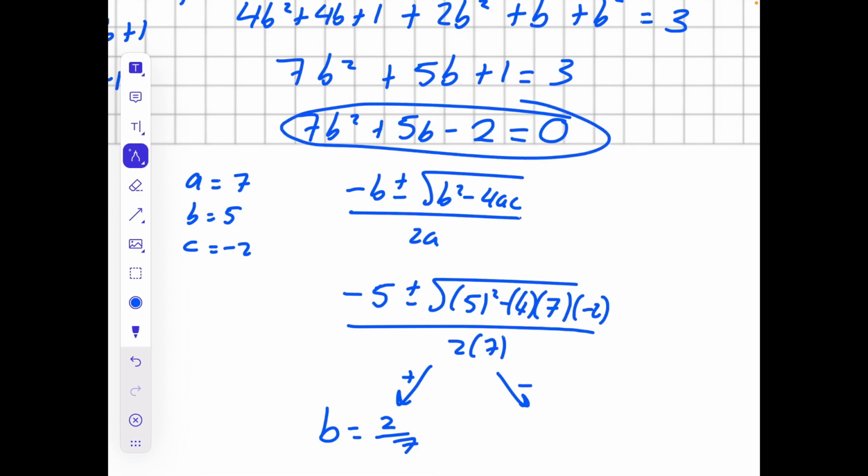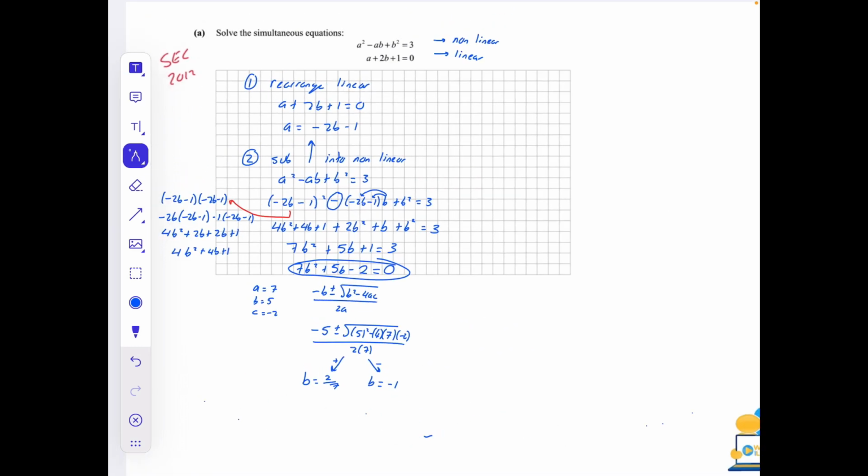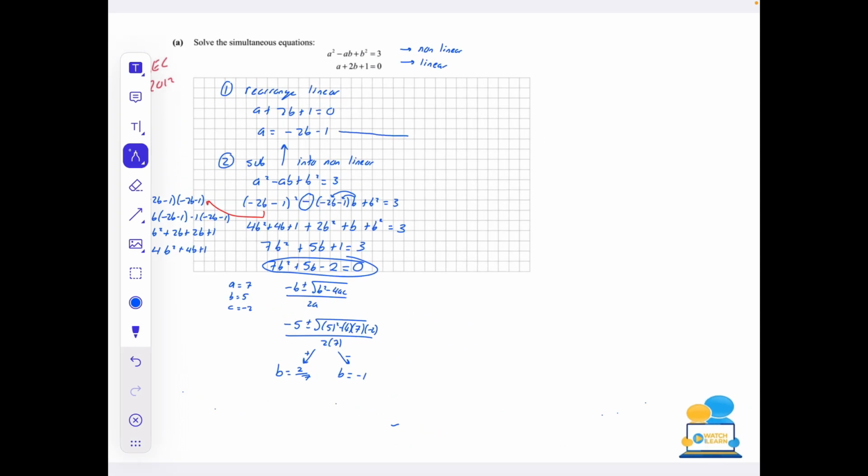How do I know what letter? It's because in my quadratic I had b's. Or when I put the minus in front of the square root, I get out b is equal to minus 1. Okay, so there are two of my answers.